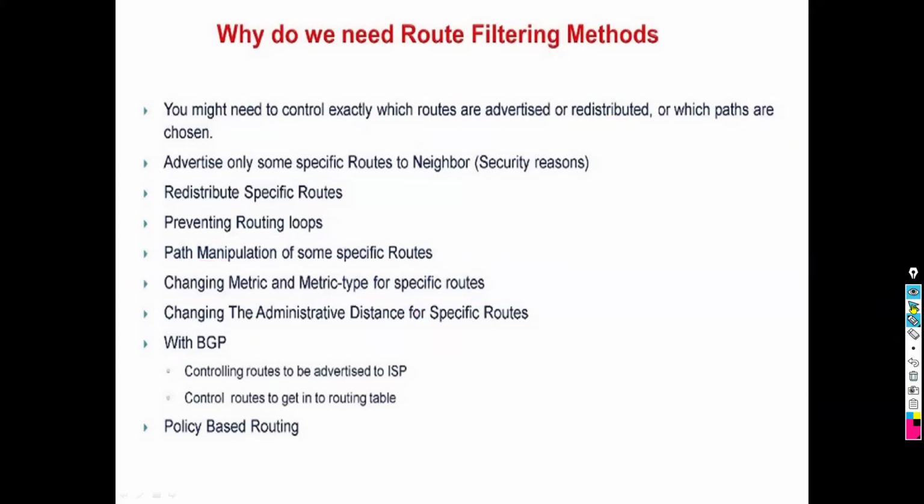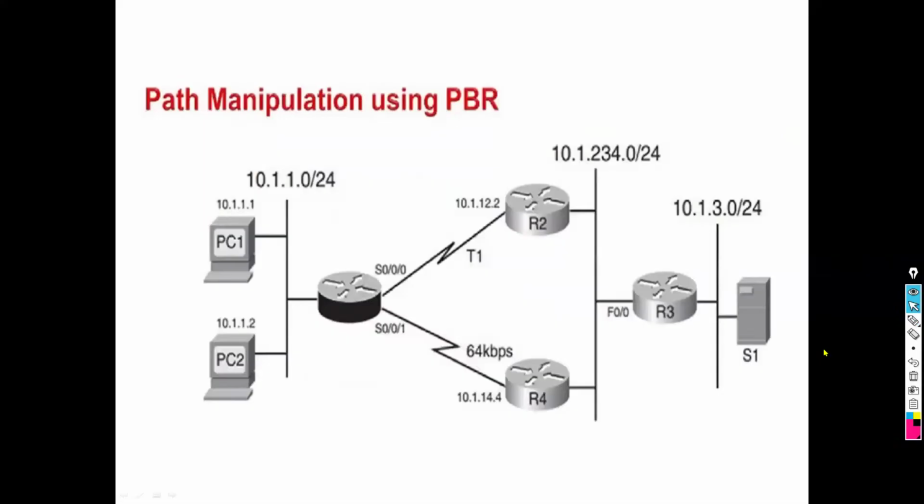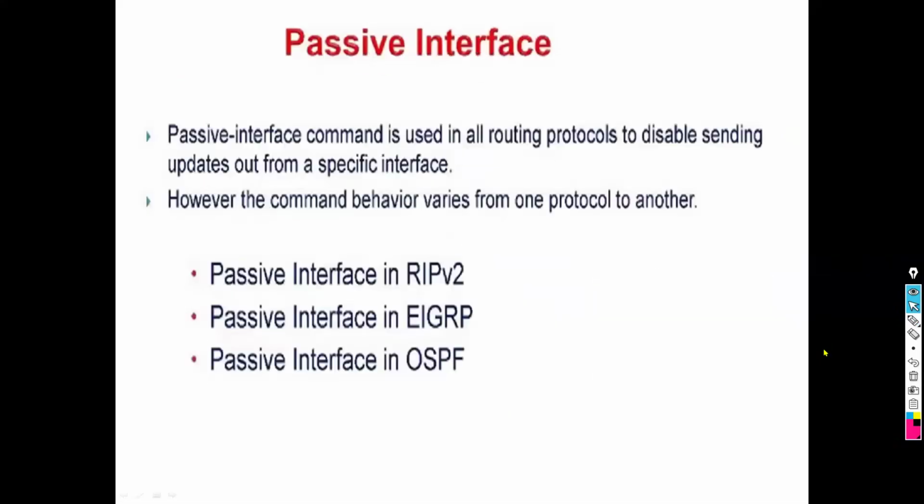Let's start our first discussion. The first option is called what? Passive interface. What is passive interface? Passive interface is a command. It's a command you can use in RIP, EIGRP, and OSPF. A passive interface command is used in all routing protocols to disable sending updates out on a specific interface.